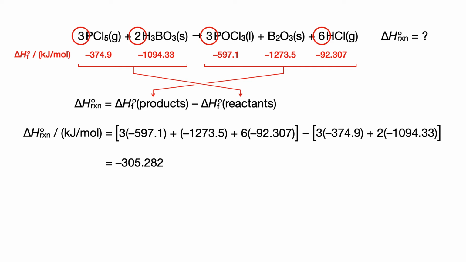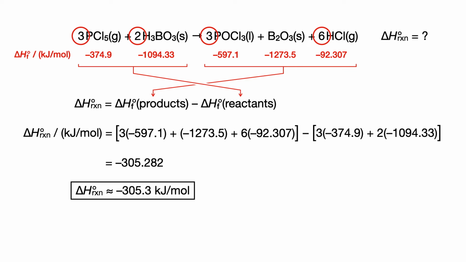And then for our final answer, we do want to round this off. The precision of our answer is going to be limited because several of the delta H of formation values that we used were uncertain in their first decimal place, and so that limits the precision of our answer. We should round that off to 1 decimal place, and then putting the units back in, we get that the delta H of the original reaction is negative 305.3 kilojoules per mole.